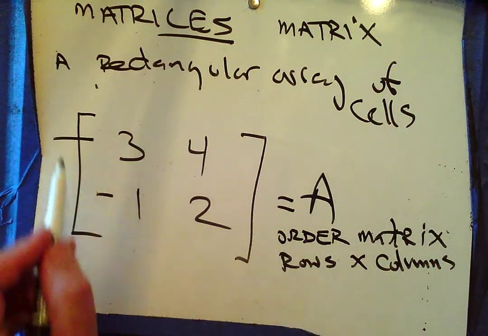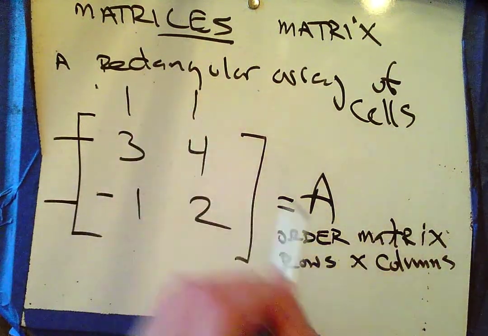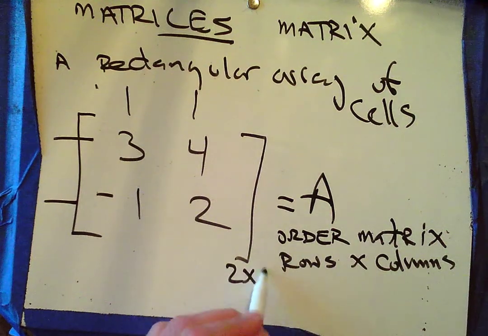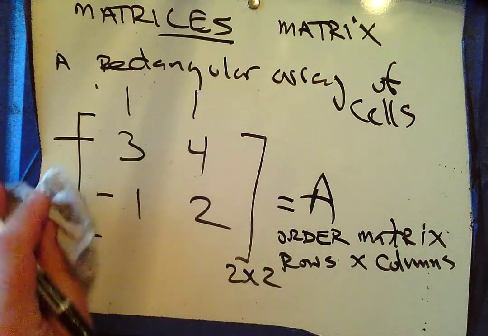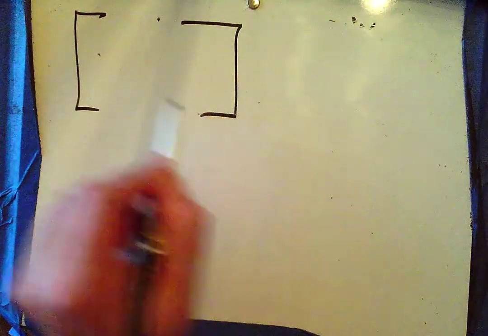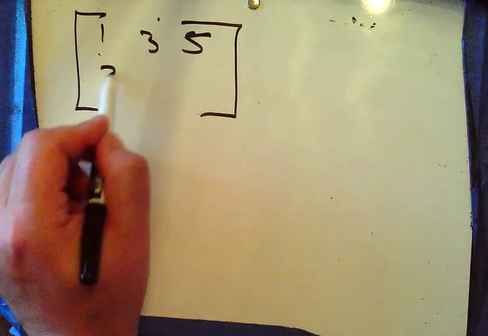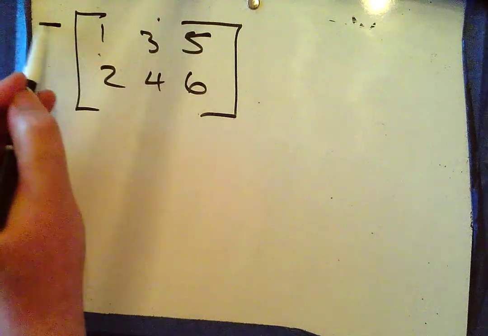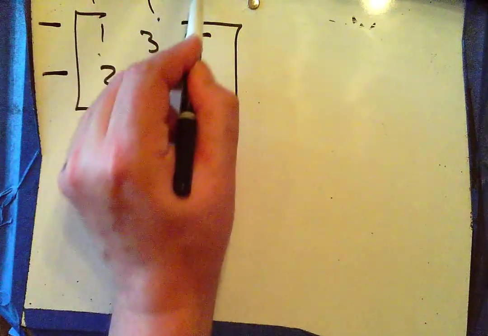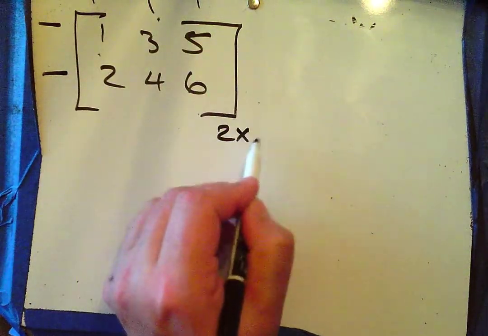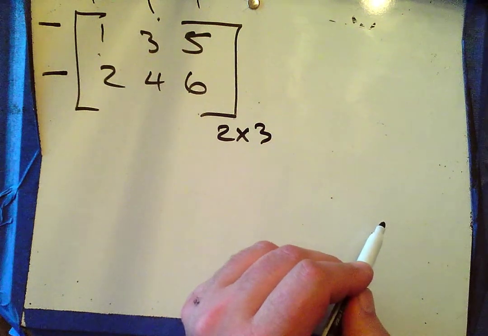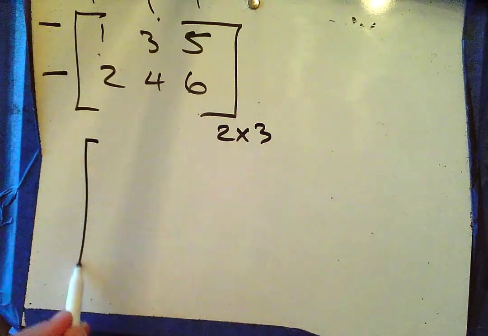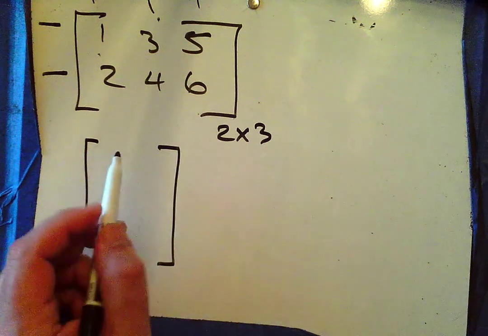So this one has 1, 2 rows and 1, 2 columns. So this is a 2 by 2 matrix, because it has 2 rows and 2 columns. Okay, so how about here? This one has 1, 2 rows and 1, 2, 3 columns. 2 by 3. This is a 2 by 3 matrix. What about this matrix? What would this one be?